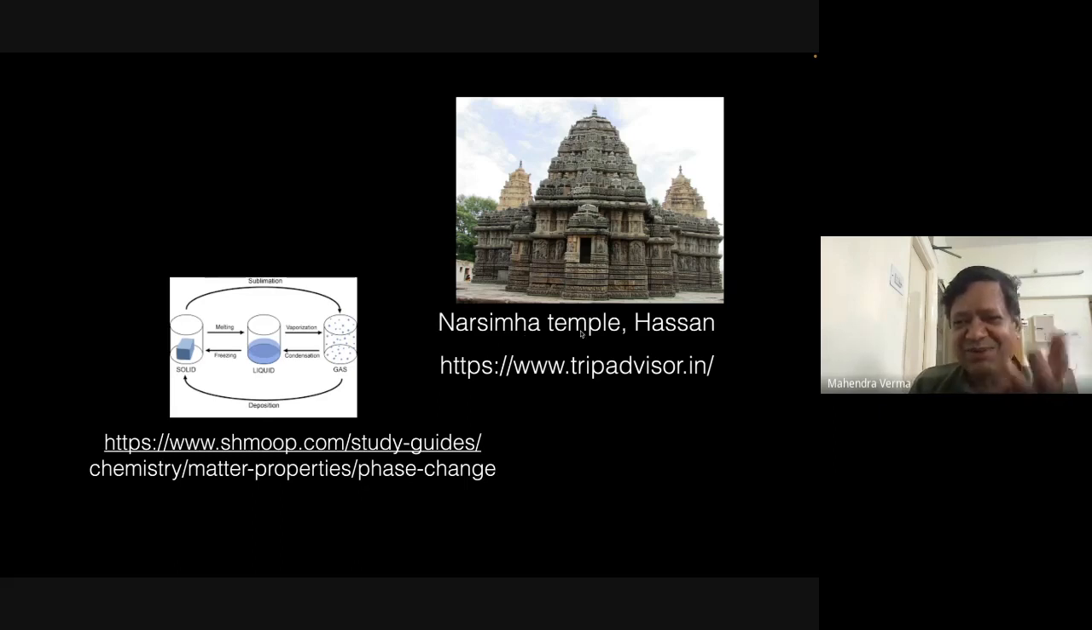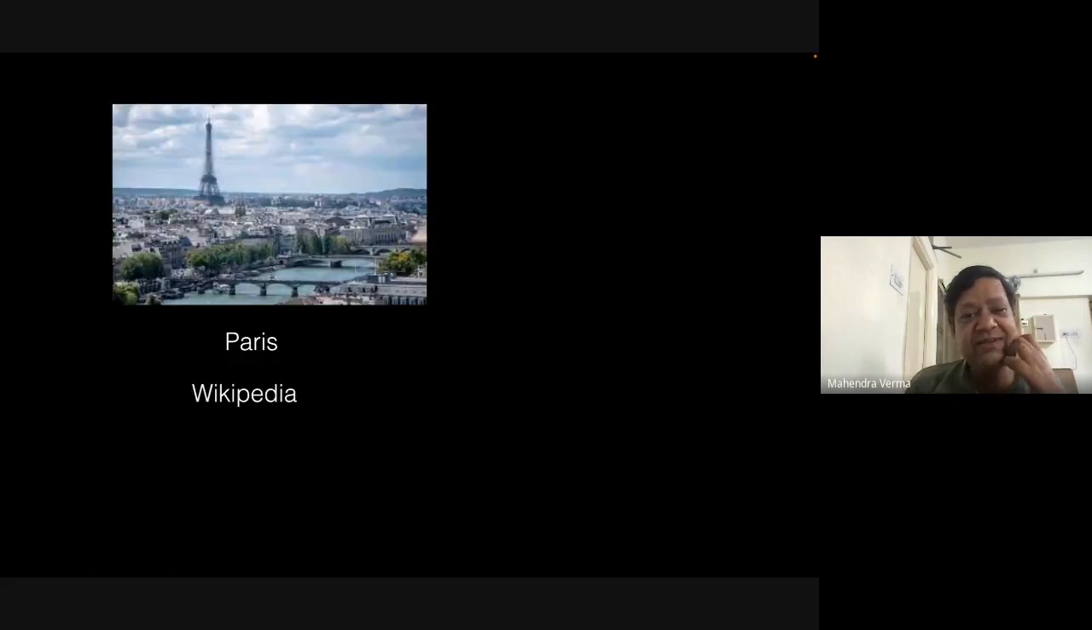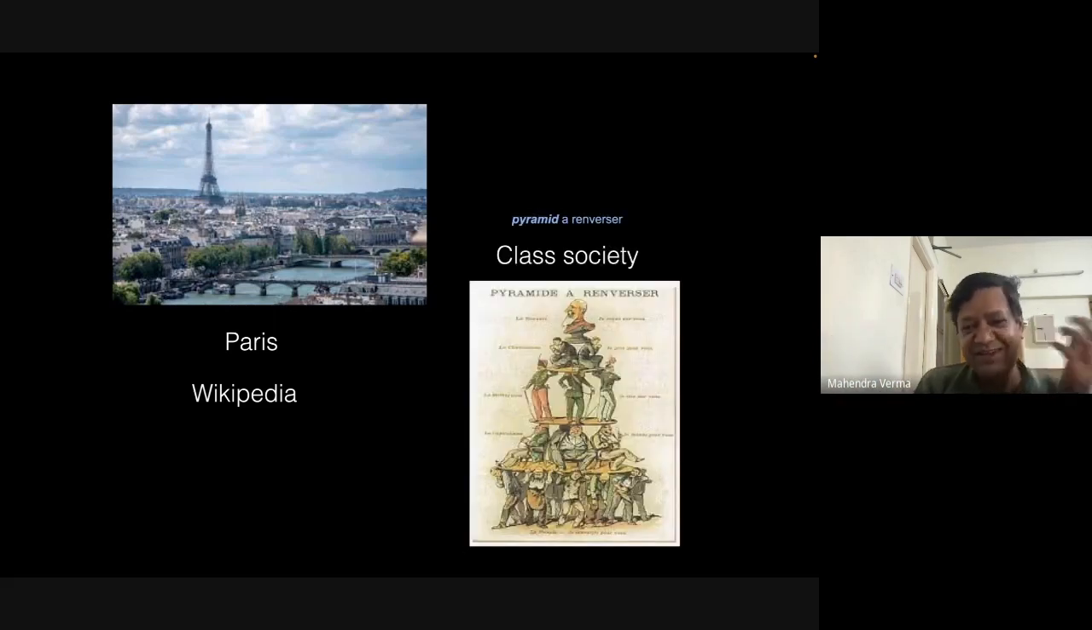Trichy has a very nice temple very close by. And city structures, Paris, so you can look at Delhi, there are multi-scale big colonies, small colonies, and big structures, small structures. So these are society. This is a class society, and we have all such structures.